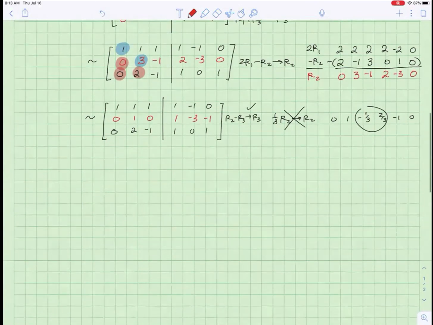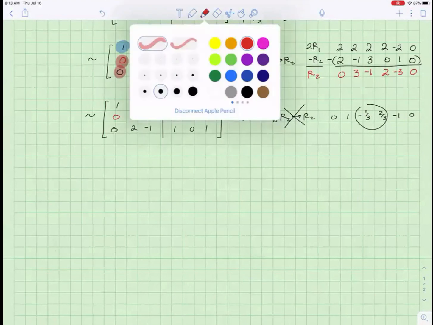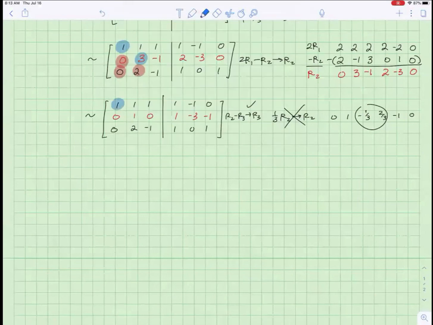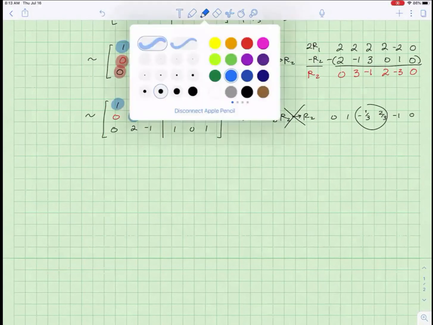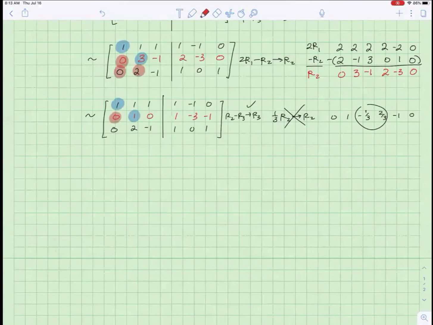So it was a pretty easy manipulation. And I now have 1s in my leading pivot positions there, my leading 1 positions. And then I still have those 0s, but I need to 0 out this 2 position. So let's do another row operation here.